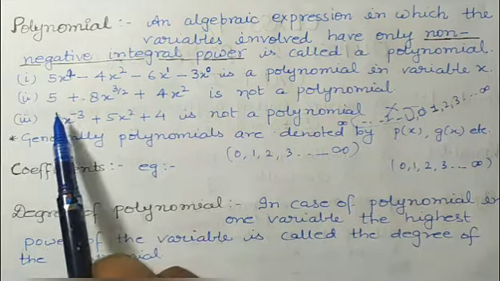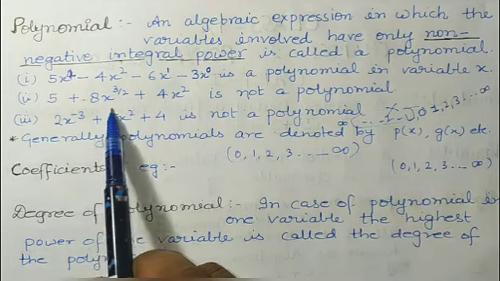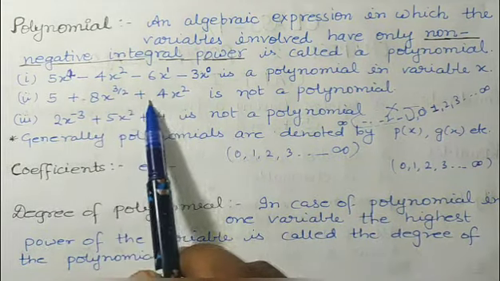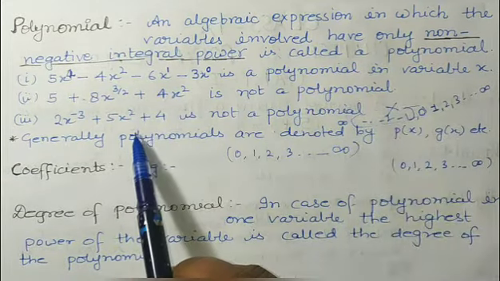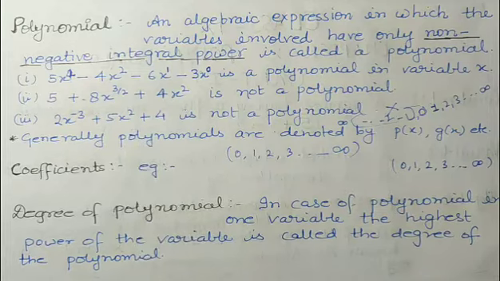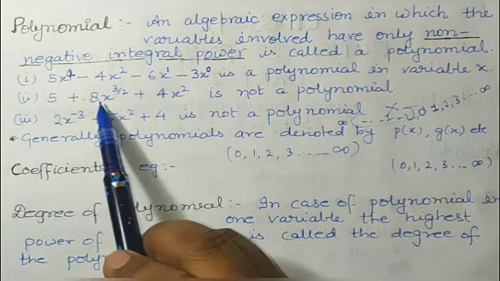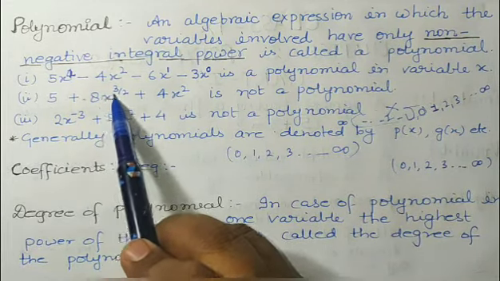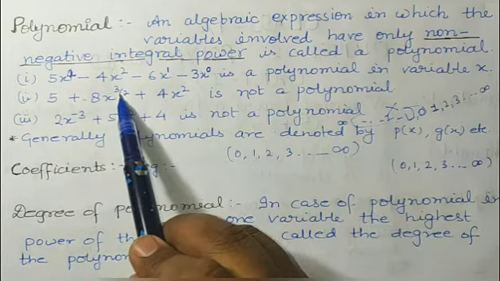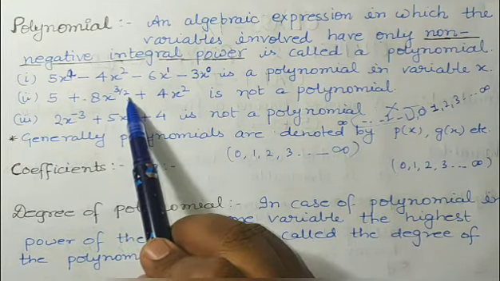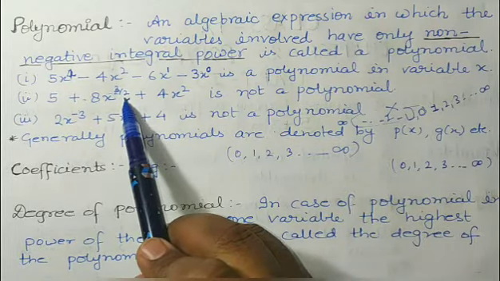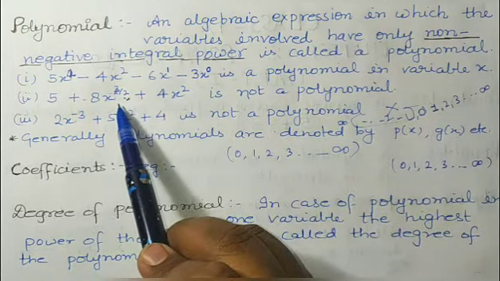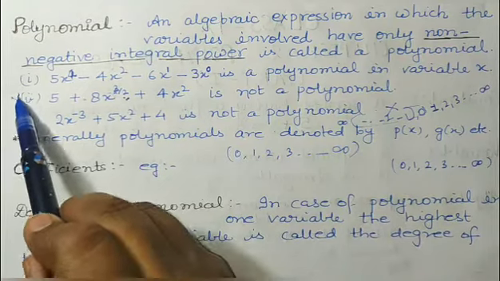Now second example, 5 plus 8x to the power 3 by 2 plus 4x square is not a polynomial. Why is it not a polynomial? Tell me the reason. The reason is, here the variable x has its power as a fraction, that is 3 by 2, which means it is not integral, it is not an integer, so it is not a polynomial.